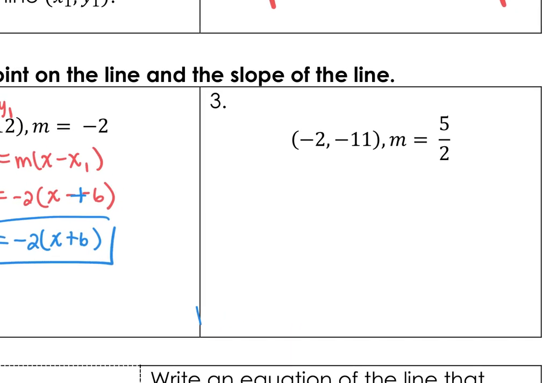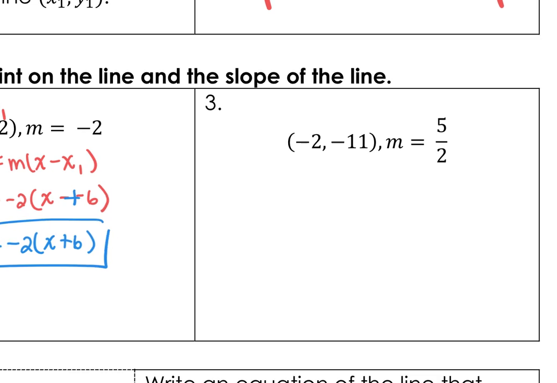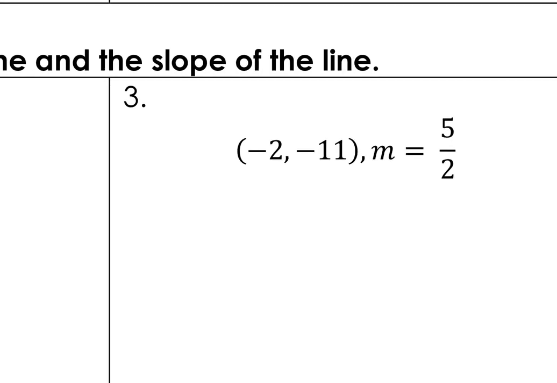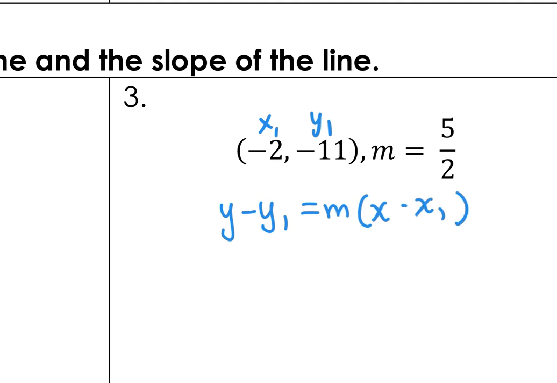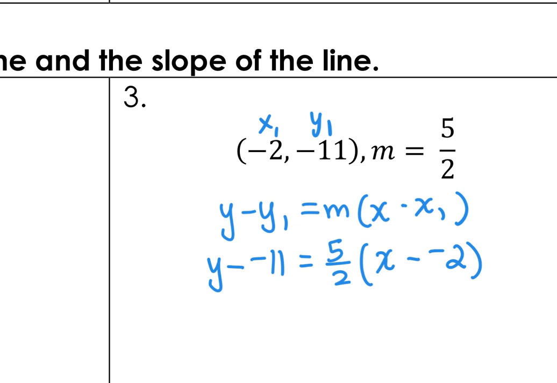Number 3, our point this time is -2, -11, and the slope is 5/2. So that means this point is my x1 and my y1. Plugging that into y minus y1 is equal to m times x minus x1. So that means I'm plugging this in. y minus -11 equals 5/2 times x minus -2. Now that is so sloppy with all those negatives.